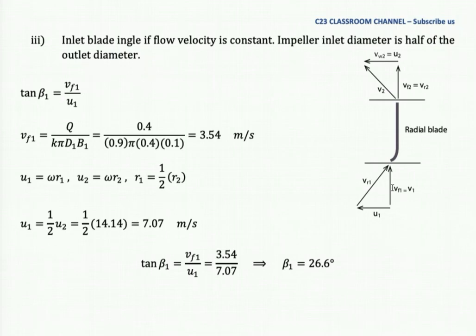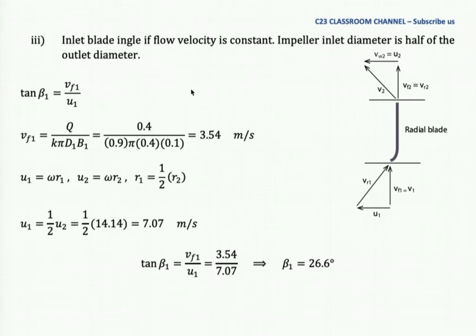So first, from the velocity triangle, we could say that tangent beta 1 can be defined as VF1 over U1, and VF1 here can be calculated by using Q over pi D1 B1. So we substitute all the values, and we could get VF1 equal to 3.54 meters per second.